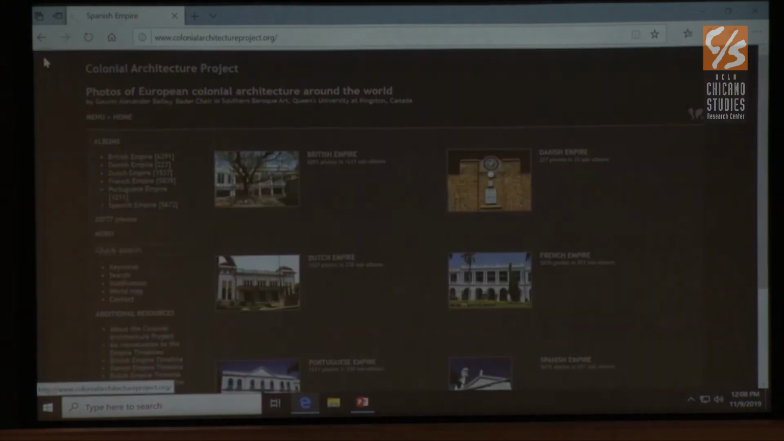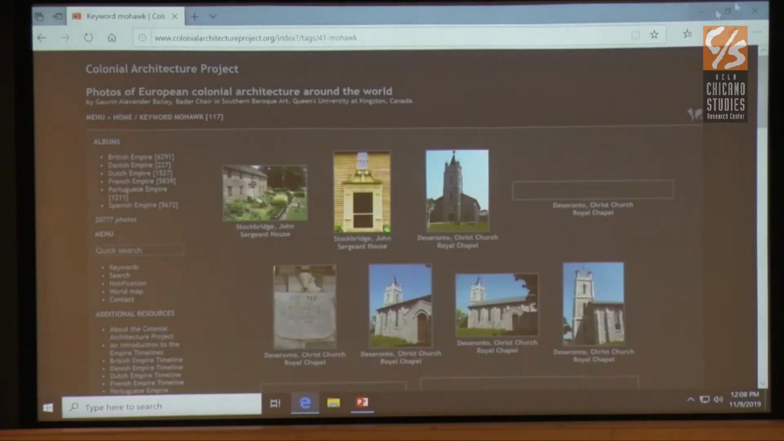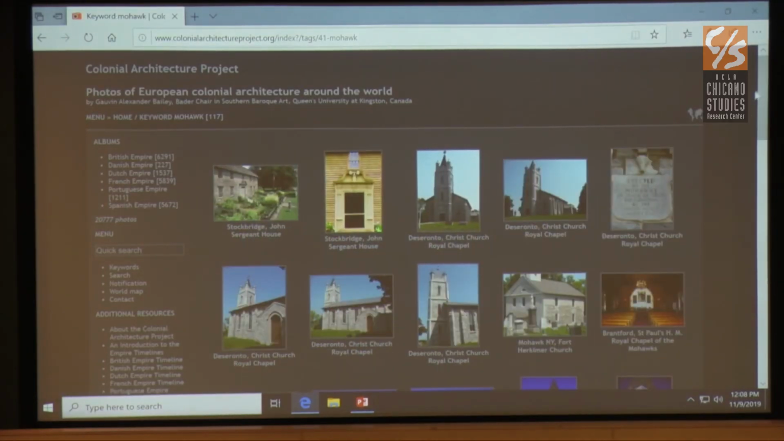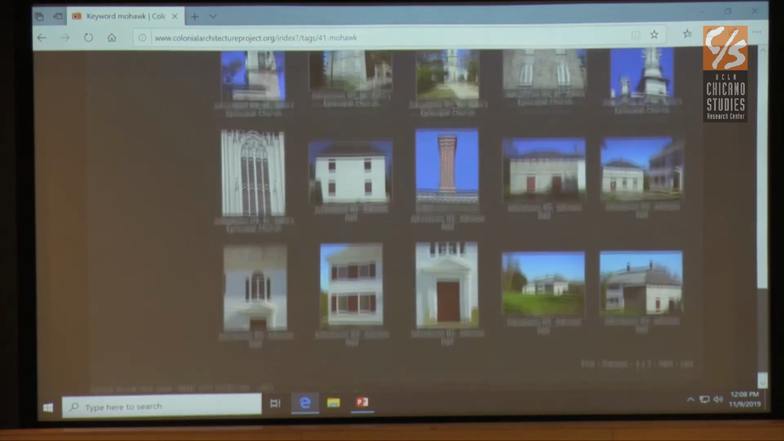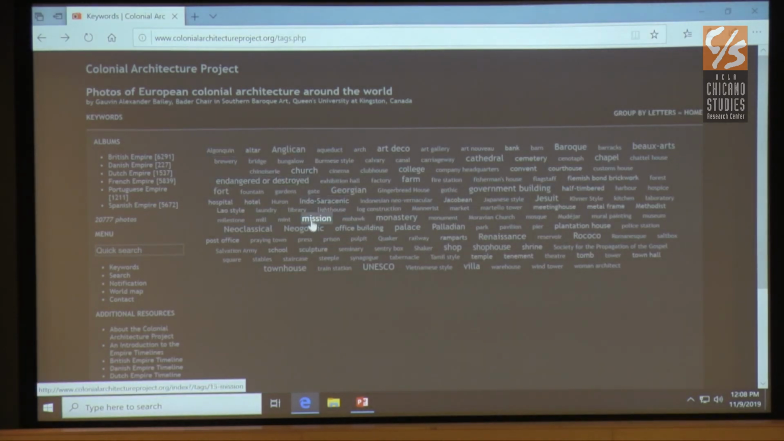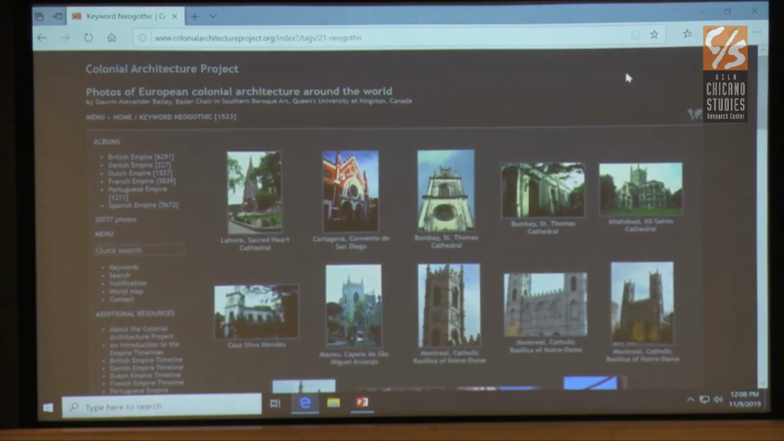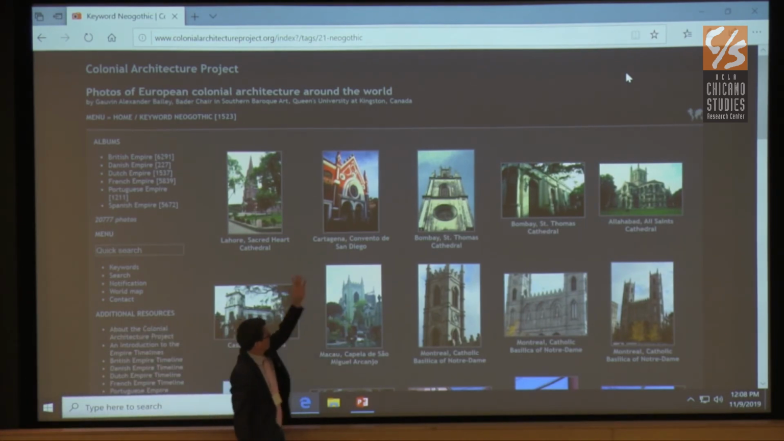Let's go back to home, go to the keywords. So I have keywords, for example, since we're talking about indigenous groups here, Mohawk. We'll bring up buildings in Canada and New England that are related to the Mohawks, and these all come up, and some of them very important monuments, very early period. If we go back, like Neo-Gothic, we get Neo-Gothic from Pakistan, from Macau, from Montreal, from Bombay, from all different places. And it won't say it here, but there's like 30 pages of these.